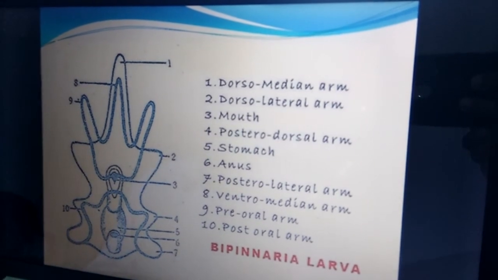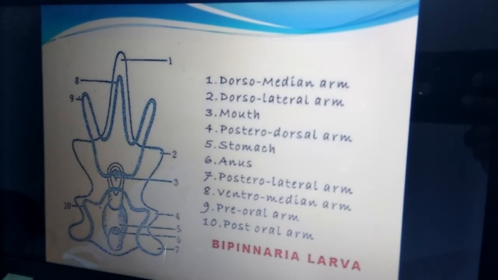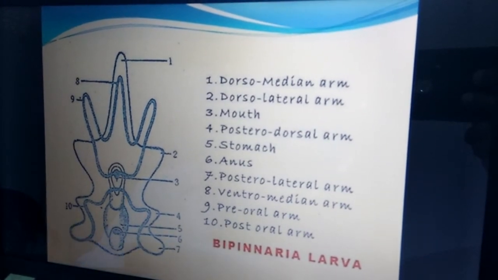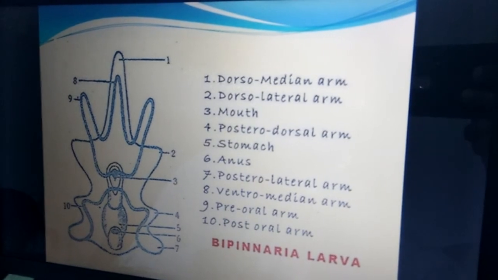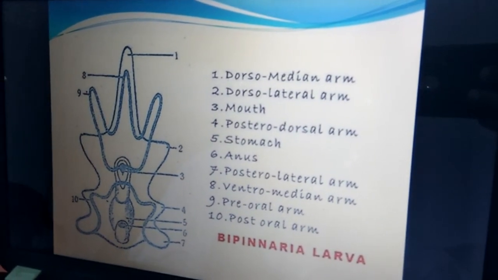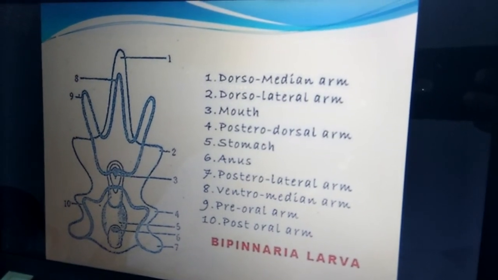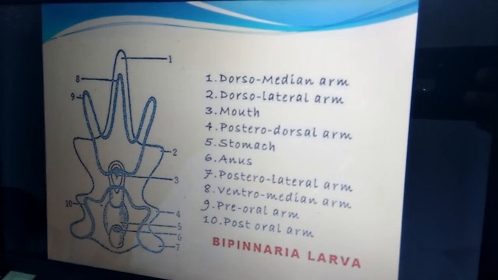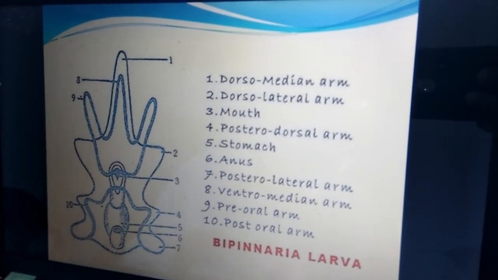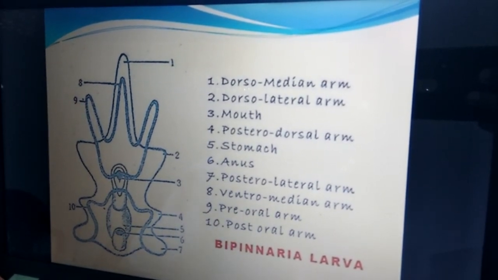Now let us discuss one by one. First, let us discuss the Bipinnaria larva. It is the first larval form of Asteroidea. It is a bilaterally symmetrical, free-swimming, free-feeding pelagic larva. The pre-oral region is elongated, the post-oral region is broad. It possesses two ciliated bands, the pre-oral and the post-oral bands. The anterior end of the archenteron develops as the mouth, whereas the blastopore becomes the anus.